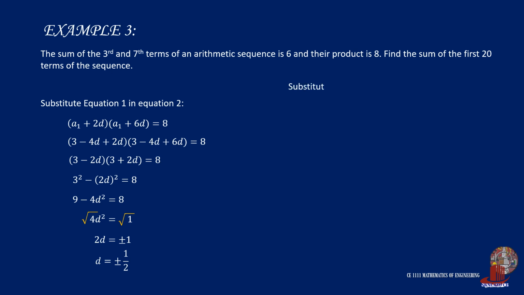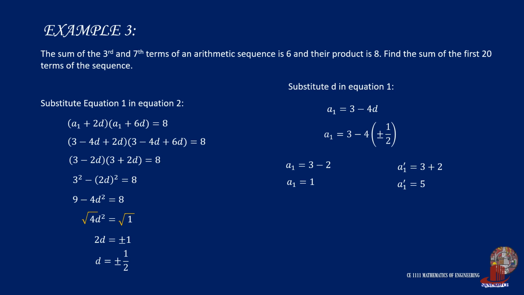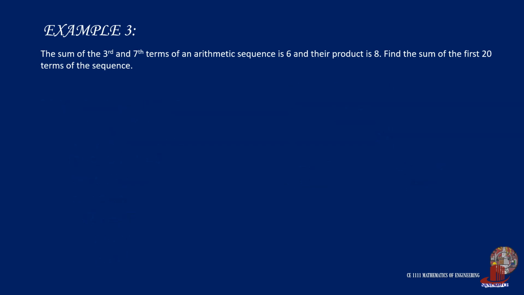Having the value of d, we place this back to the first equation to get a sub 1 is equal to 3 minus 4 times plus or minus 1/2. By using positive 1/2, we get a sub 1 is equal to 3 minus 2, or that is 1. The other is a sub 1 is equal to 3 plus 2, and that is 5. Finally, we can find the required with the series formula.